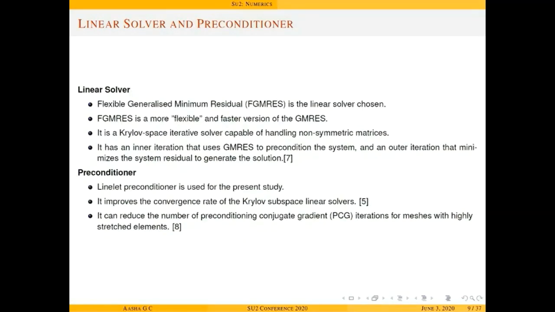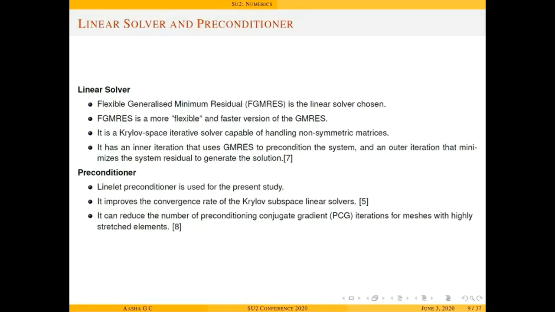A linear solver lies at the very core of any iterative procedure that involves a linear equation. Hence, selection of the linear solver is crucial to the effectiveness of the simulation in terms of accuracy, time, as well as memory. The SU2 code offers a number of linear solvers, of which we have selected the flexible generalized minimum residual, FGMRES, linear solver.